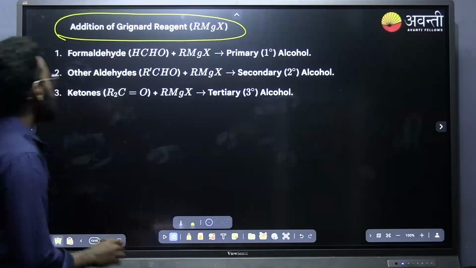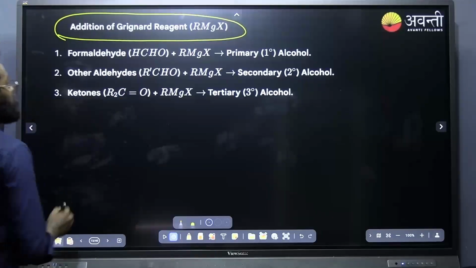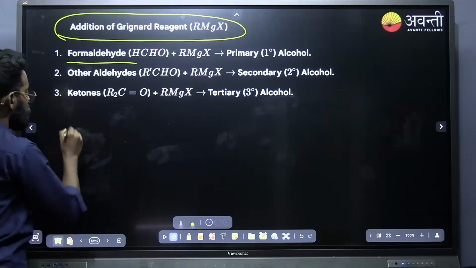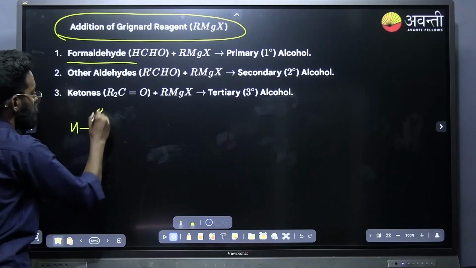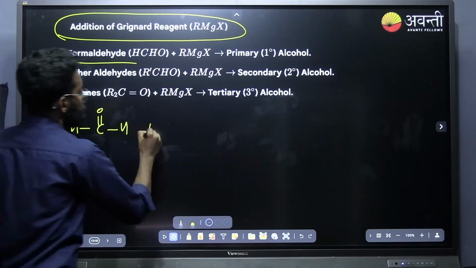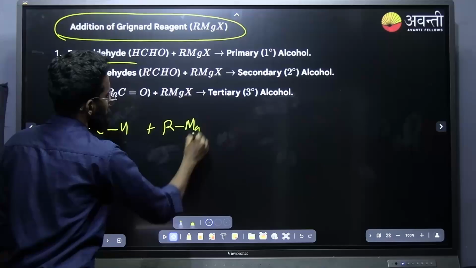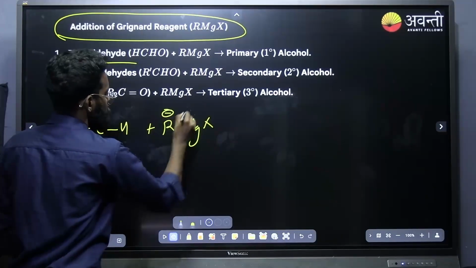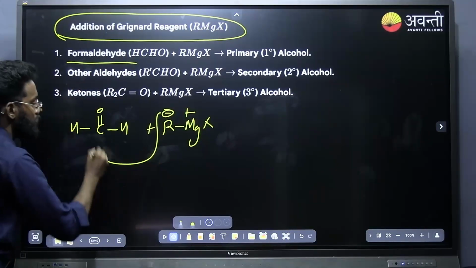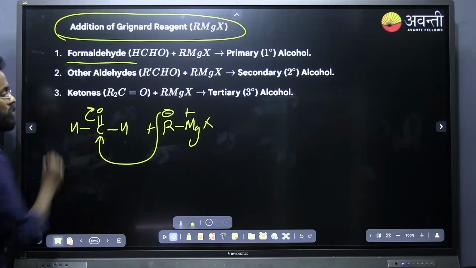Okay, addition of Grignard reagent. Grignard is very important. First of all, I am just taking formaldehyde. What is going to happen? On treating formaldehyde with the Grignard reagent, the reaction is very easy. There will be a negative part and a positive part, and this negative part will attack the carbon. There will be shifting of the bond.